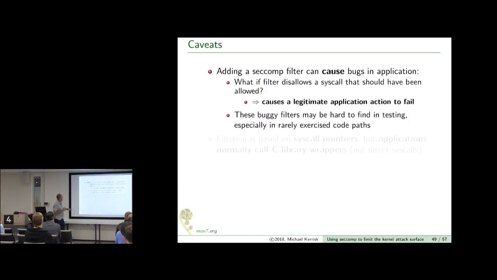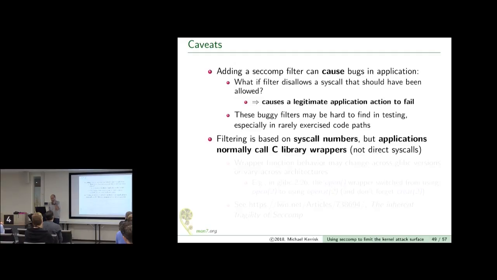Now, what about that? You might write a Seccomp filter that allows a certain set of system calls, disallows all the other ones you think are illegitimate, but you missed one. And it's a system call that is hardly ever made, but one day your program makes that system call because of some obscure code path. And at that point, your application gets killed because it made a legitimate action. Congratulations, you've just used Seccomp to introduce a bug into your application. Those kinds of bugs can be pretty hard to find during testing because we're talking about obscure code paths.